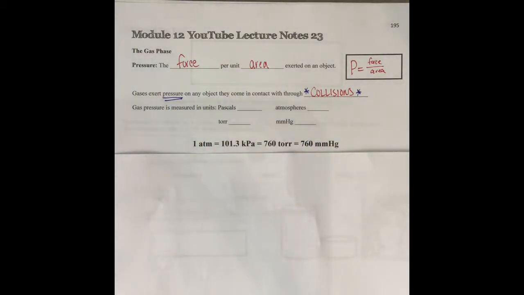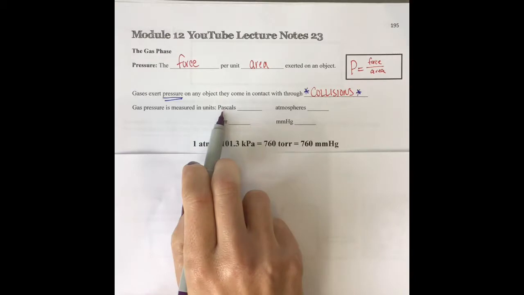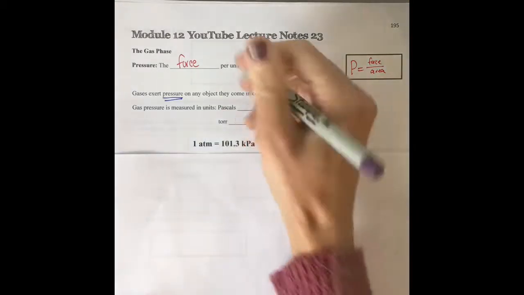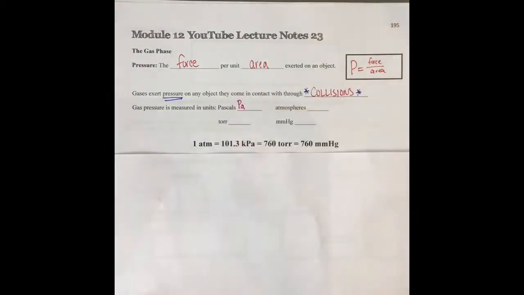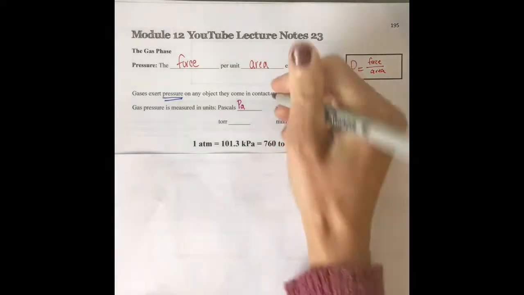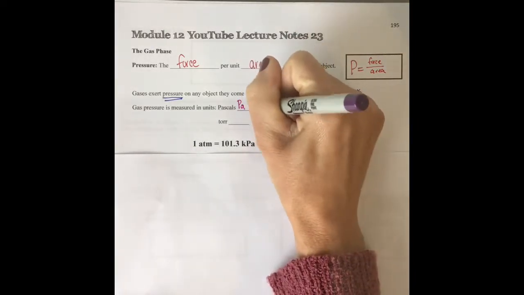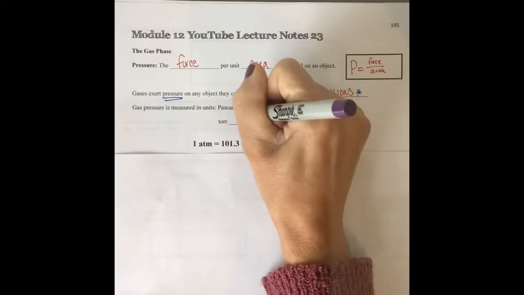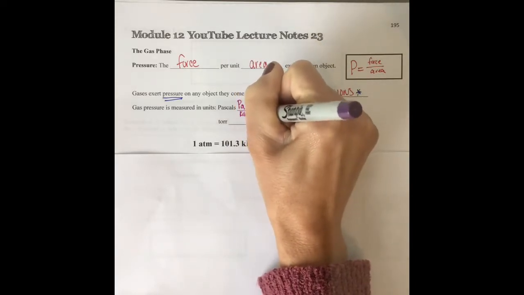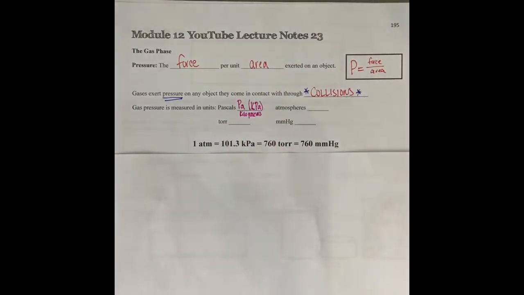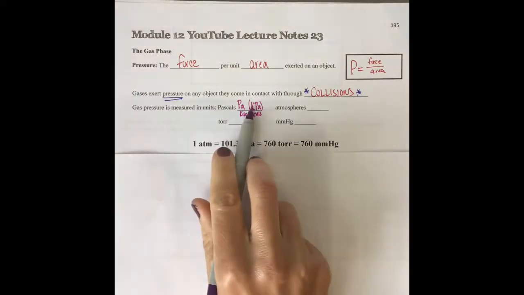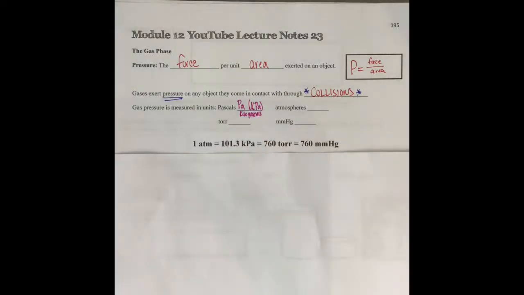So how do we measure gas pressure? I've listed some units for you, some of the most common ones, and I'll go through them so you know how to pronounce them. This is called pascals. You might see it abbreviated as Pa, okay? But more commonly, you will see it as kPa, which is kilopascals. Okay, that just means there's 1,000 pascals for kilopascals.